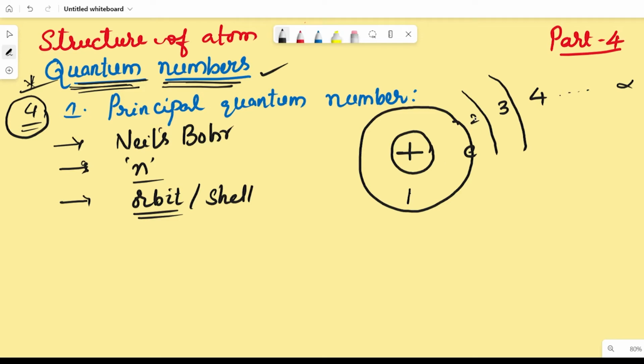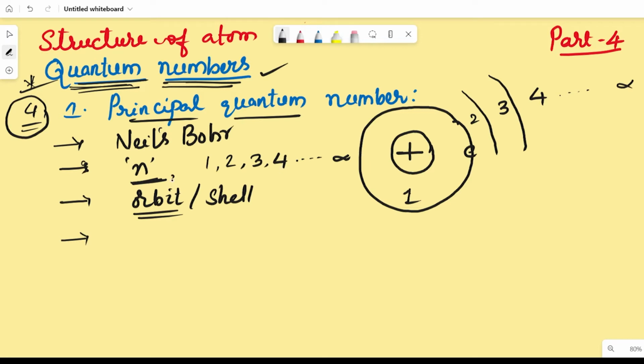So these numbers 1, 2, 3, 4 and so on are called the principal quantum number, which means the small n indicates how many orbits there are in an atom. This is represented with the small n. And its value is a positive integer, starting from 1, 2, 3, 4 and so on up to infinite. So the principal quantum number has positive integer values. First shell, second shell, third shell, fourth shell, like that up to infinite.